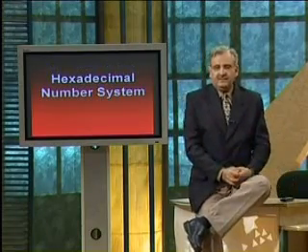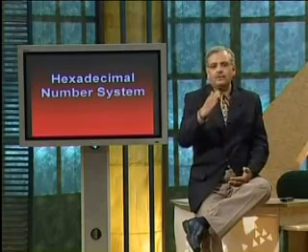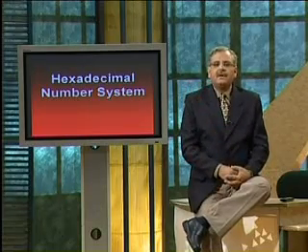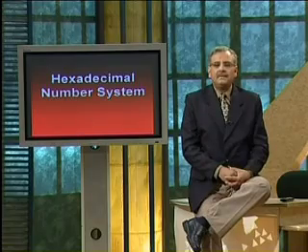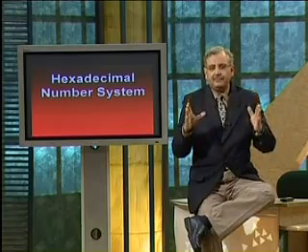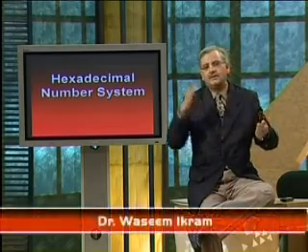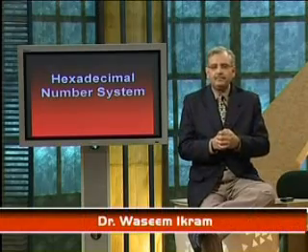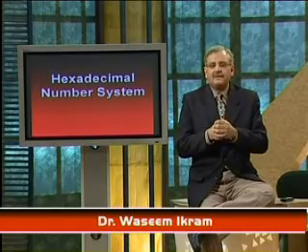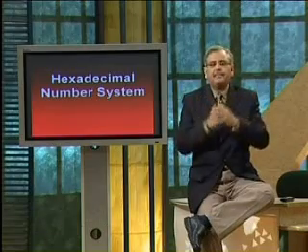Since it's a base 16 number system, it has 16 different values: 0, 1, 2, 3, up to 9. Then the next 6 values are written as A, B, C, D, E, and F. So the hexadecimal number system has values ranging from the number 0 up to F. As I've said, the utility of the hexadecimal number system is to write long binary numbers in a concise or compact form.